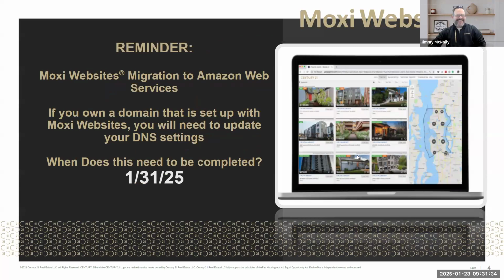Reminder again, Moxie websites are migrating to Amazon Web Services. What this means to you: if you own a vanity domain like jimmymcnally.com or batrealtor.com, and you're using your Moxie website with that domain, you will need to adjust your DNS settings, which I'm sure Bob will throw in his video in the chat one more time, by January 31st before the Moxie servers actually turn off. You want to make sure you get those set up by next week. It's coming really close. If you have any questions, reach out to us and we can help you through that.